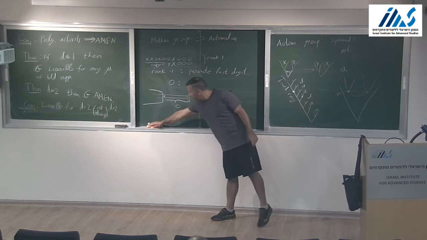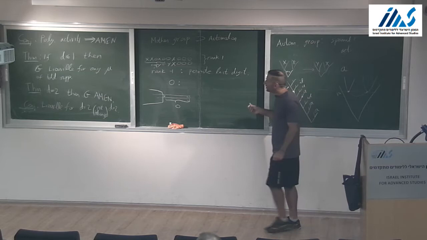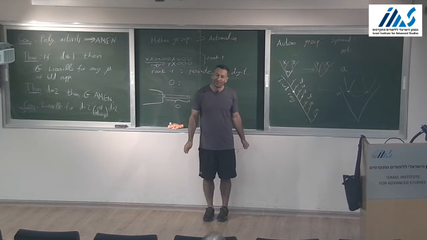But when you have those generators, then you can maybe guess what will be the rank one generators. And for the rank one generators, you just go over the digits. You skip the first non-zero digit. You go to the second non-zero digit, and you permute the letter after that. And rank two, and so on.